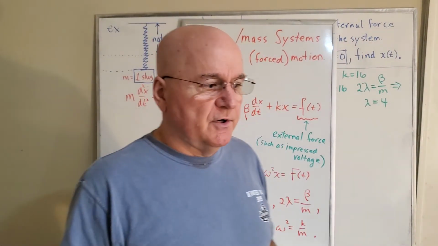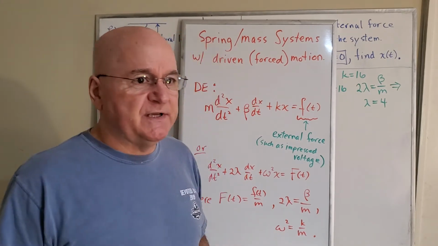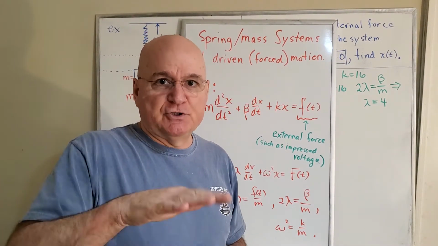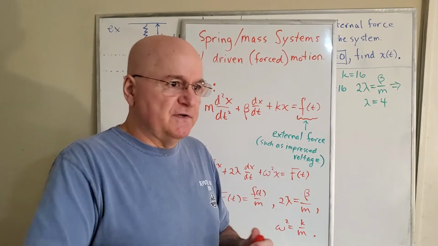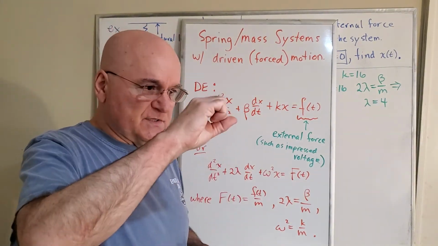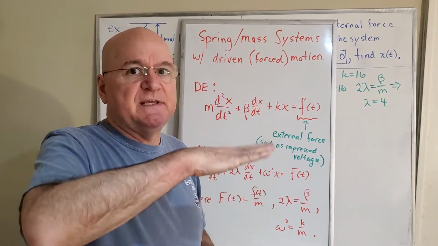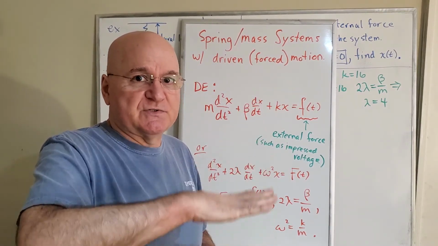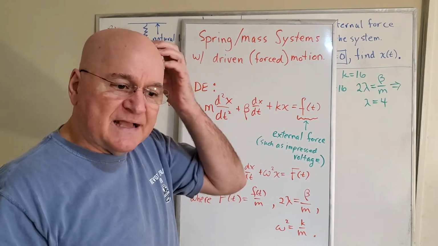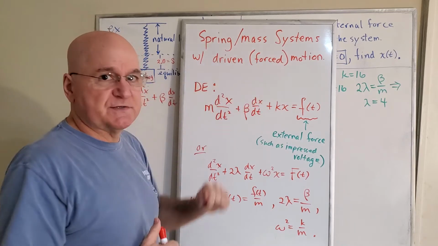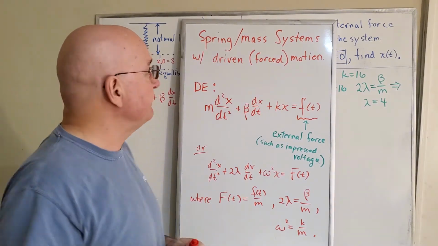Well, up till now, our spring mass systems have been free motion. So that means that eventually you've got the force of the spring and the force of gravity, but eventually it's going to reach an equilibrium and get close to stopping. Well, our last example is going to be driven or forced motion, no longer free motion.